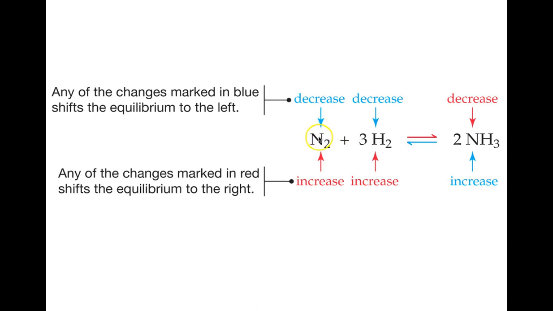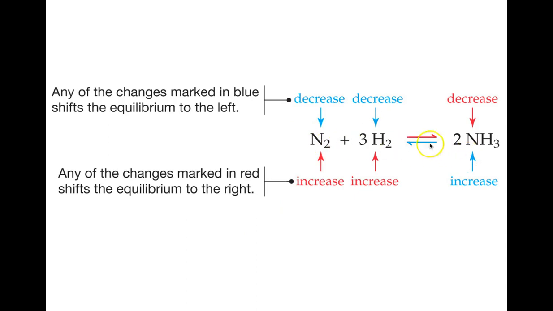So if you decrease N2, NH3 will break apart to reform the reactants until it eventually hits equilibrium. The same thing if you take away some of the H2. Again, if you think of it in terms of a seesaw, the mass goes up, so I've got to put more on the left-hand side, so I take it from the right-hand side until it comes back down to equilibrium. And then you see in the red, any changes marked in red shift the equilibrium to the right.